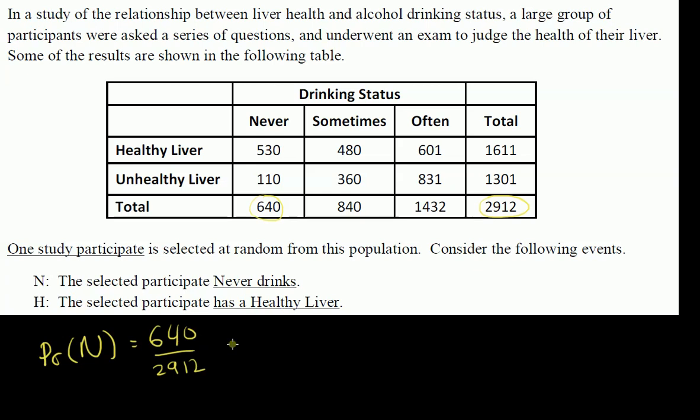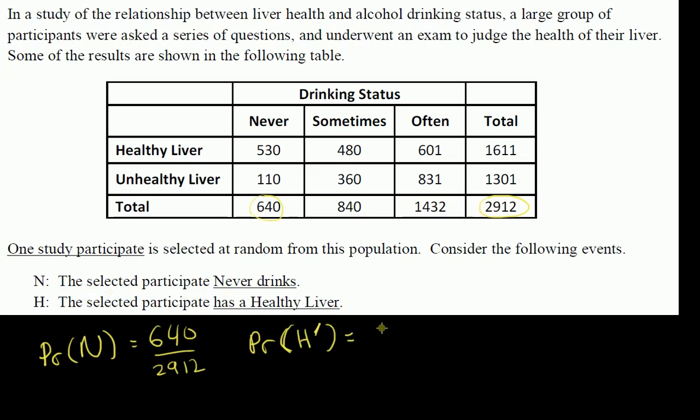All right, so moving on to something that might be a little bit more difficult. What about calculating the probability of H, and then there's this little mark prime next to it. First off, you need to know what that means. Well, H is that the selected participant has a healthy liver. So this little mark means not H. Sometimes people use a bar over top to note not. So this means the complement of H.